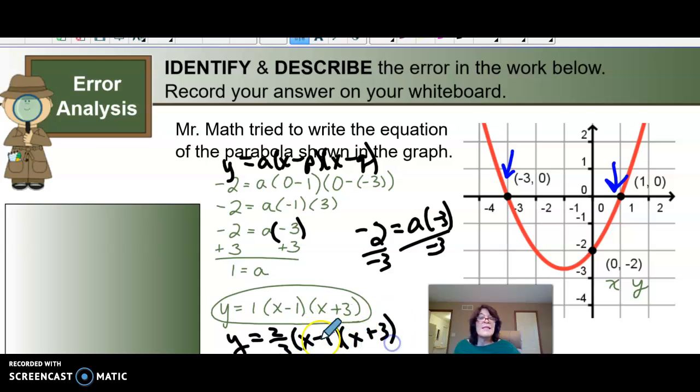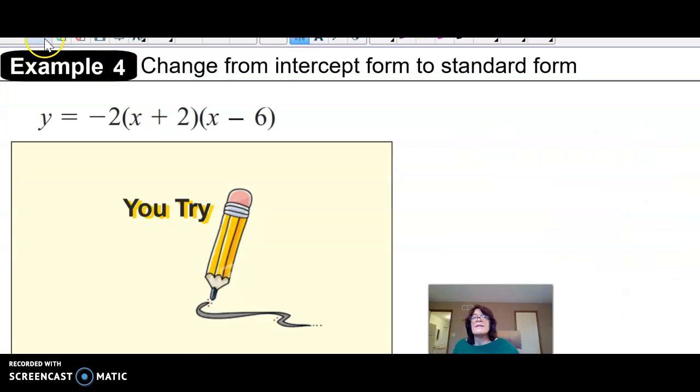That would be a tough one to see because the width of a parabola that has an a of 2/3 and the width of a parabola that has an a of 1 aren't that different, are they? Okay, so be careful. After you do this multiplication, that is the coefficient of a, and that's what you want to divide by to get a.